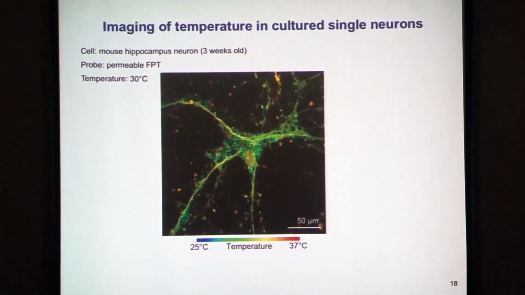And when you look at the neurons, this is a dispersed culture neuron. When you look at some small structures, we believe that these are spines, confirmed by immunostaining. Some structures show a warmer temperature, and some of them a very cold temperature. And so I'd like to highlight the very dynamic temperature in this structure. So this is also another ongoing project.